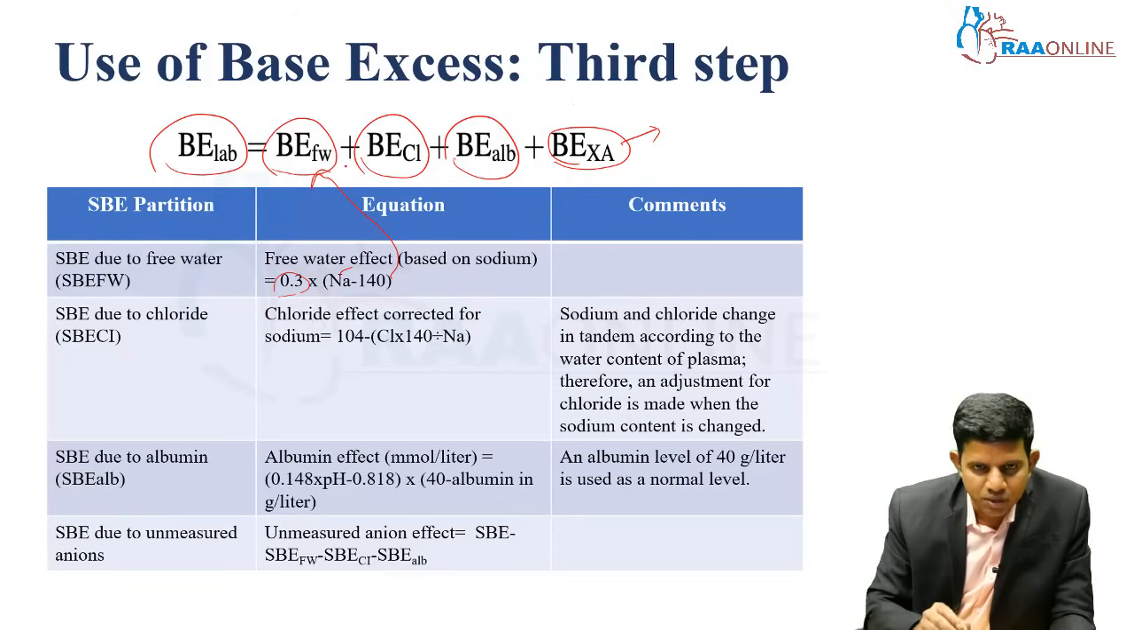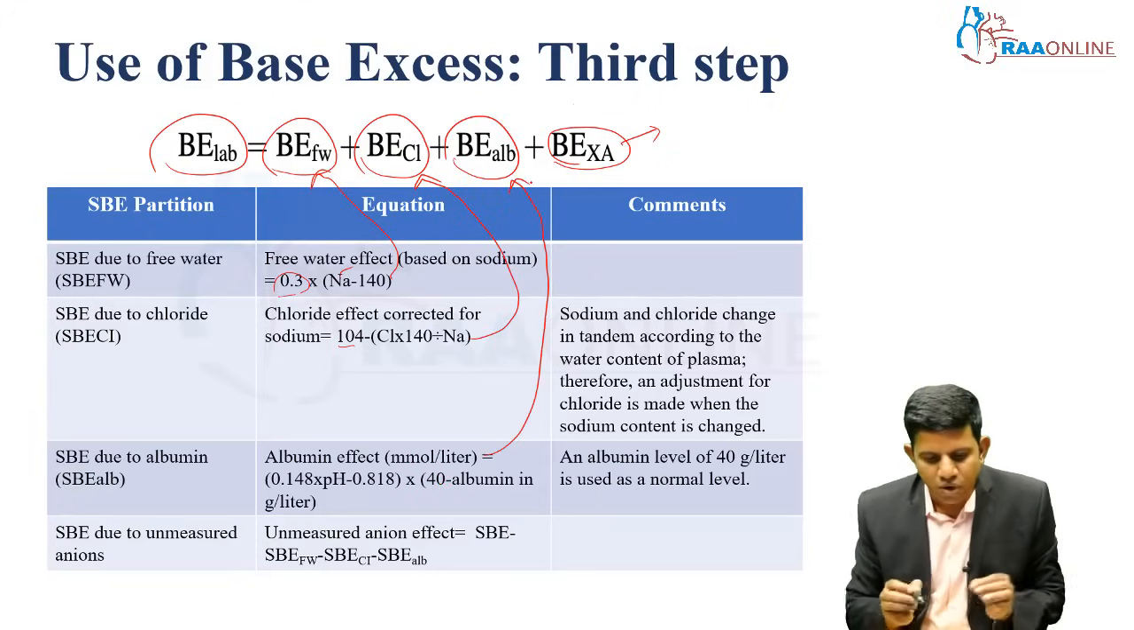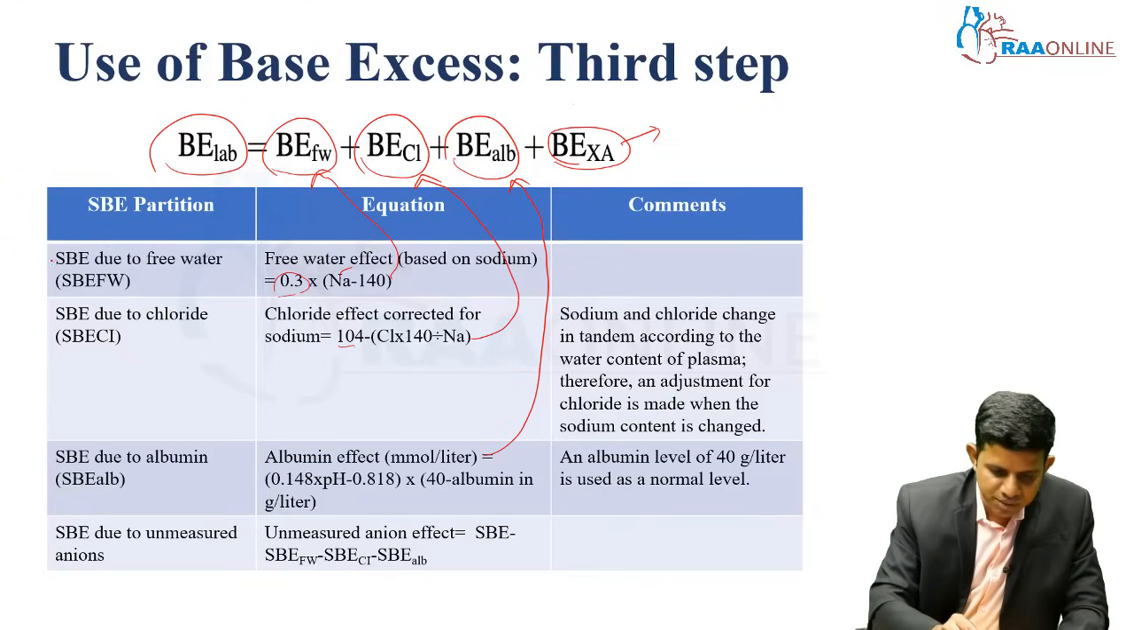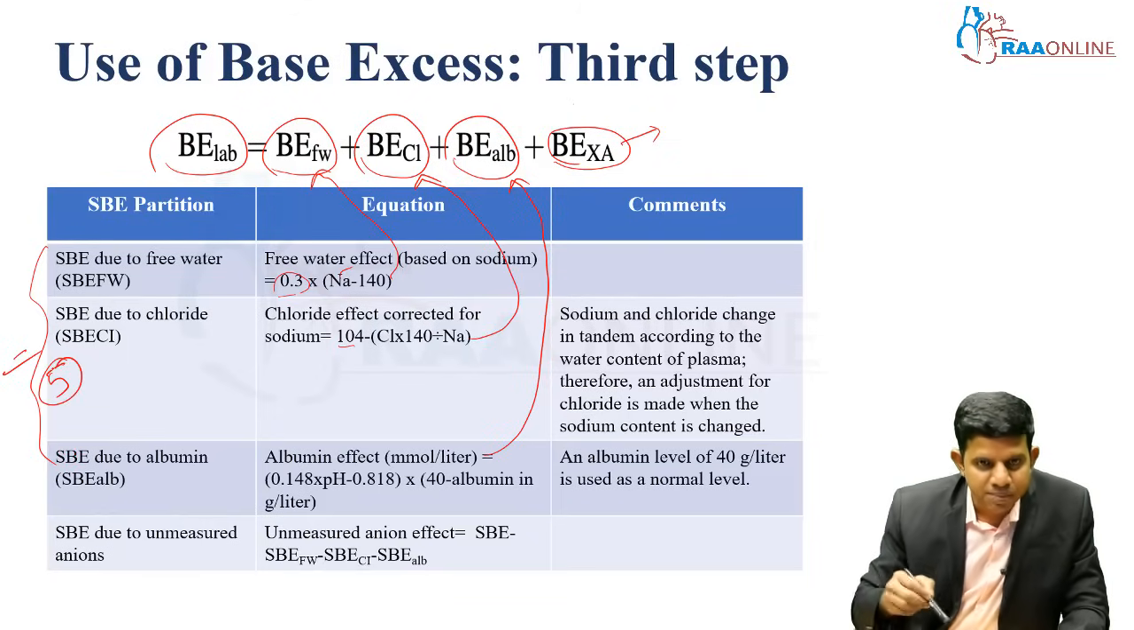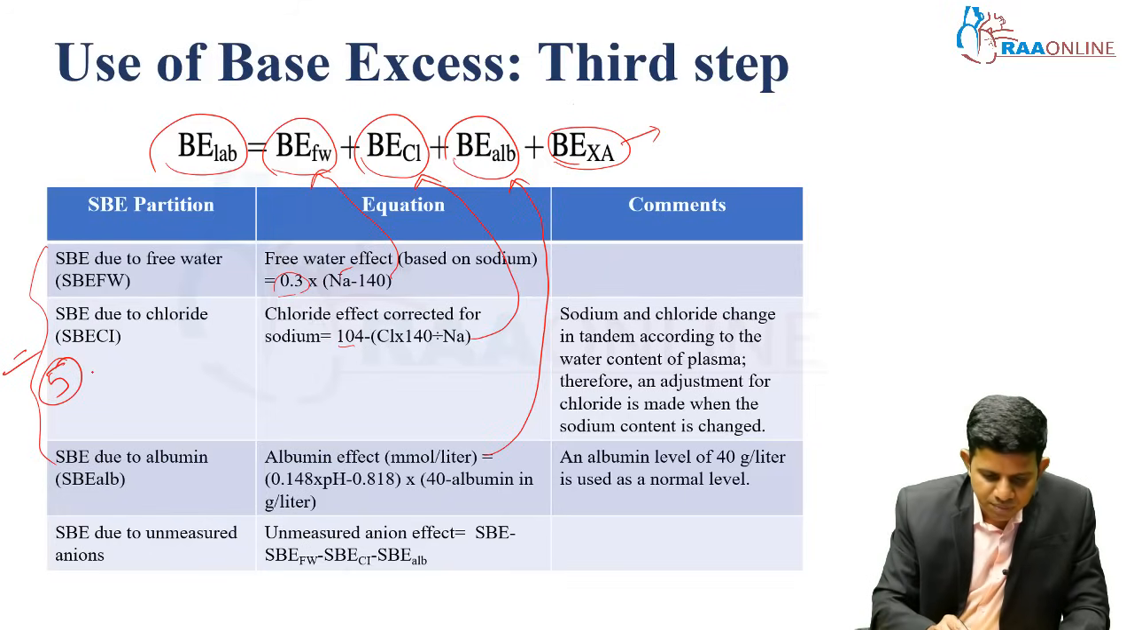From the chloride, I can calculate it as 104 minus (patient's chloride times 140 divided by my sodium). It gives the base excess of chloride. From the albumin, I can use this formula. It gives the albumin component. From these values, my calculated base excess is around 5. For example, it is 5 from this calculation, and what I measured from the ABG is also 5. The difference between these two is 0.